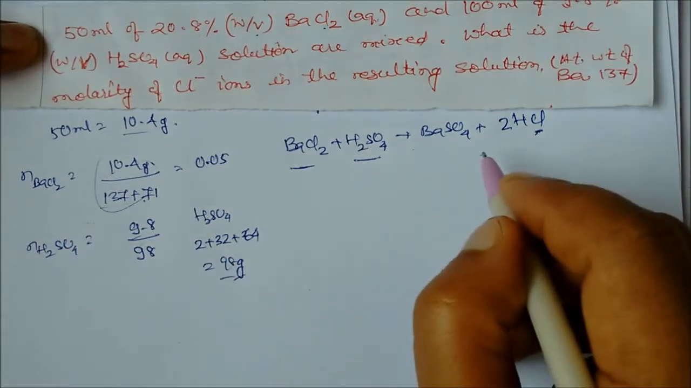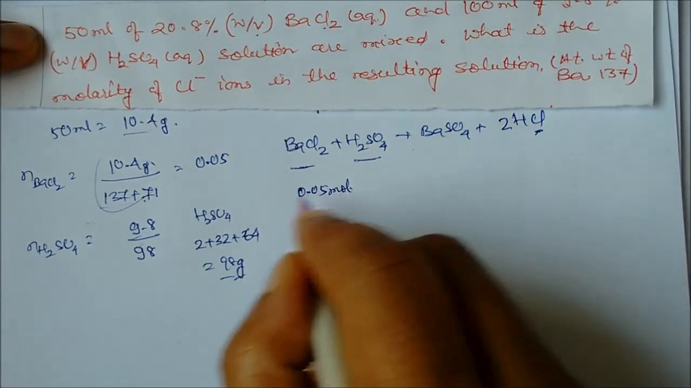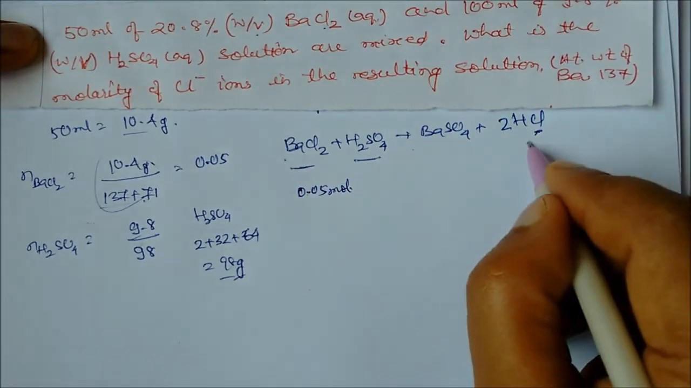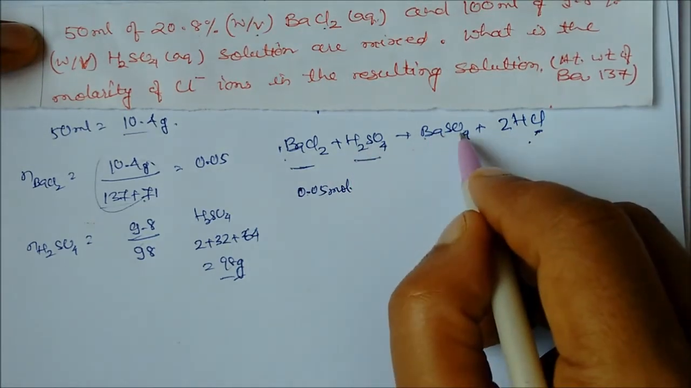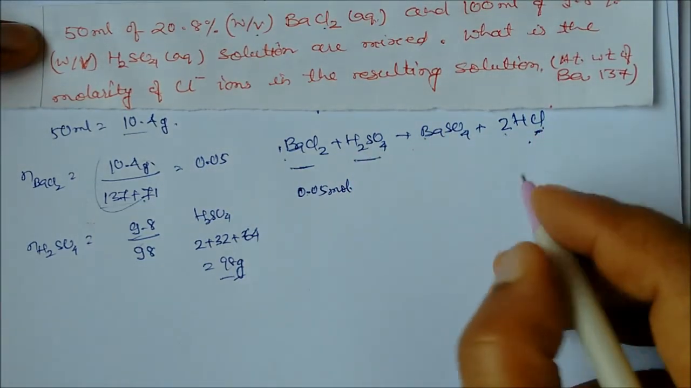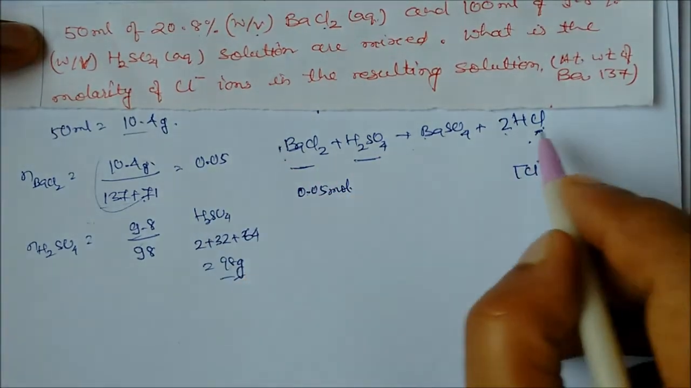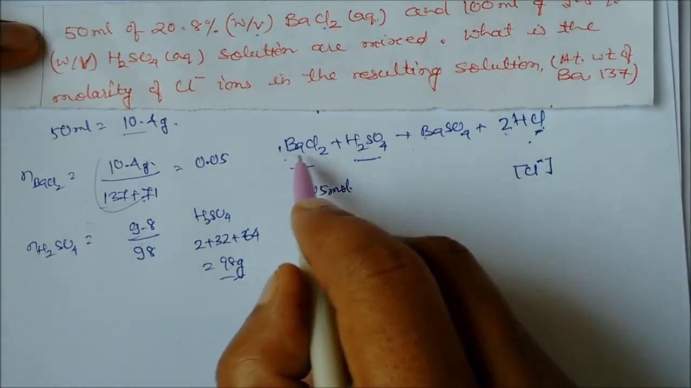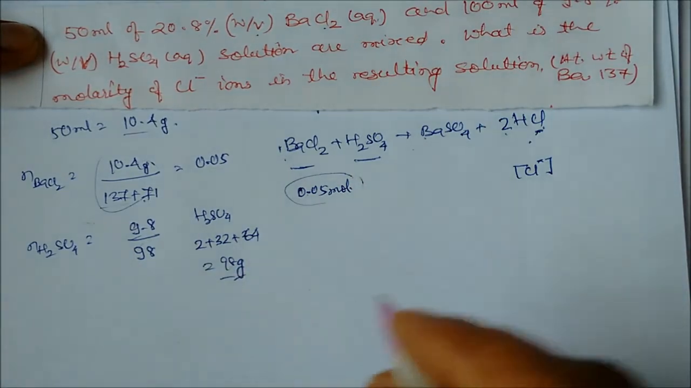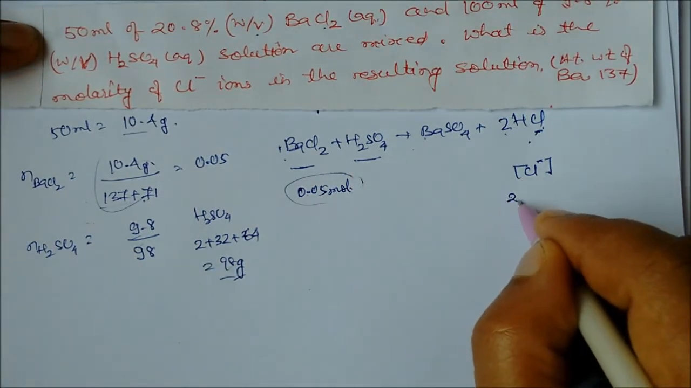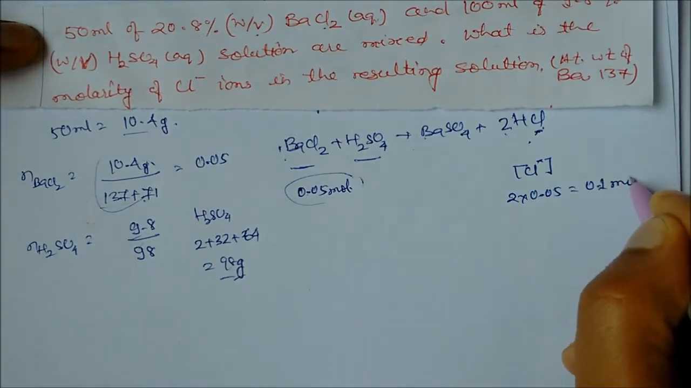So if you see here the equation, barium chloride how much? 0.05 mole. Okay, so if it is 1 mole, we are getting 1 mole barium sulfate and 2 moles of HCl. So here we need to find the concentration of Cl minus. For 1 mole of BaCl2 we are getting 2 moles of Cl minus. For this much mole, how much we will get? 2 into 0.05 moles of Cl, means we will get here 0.1 mole.